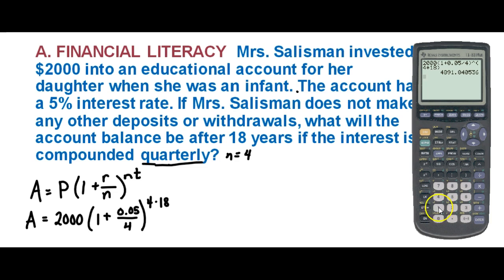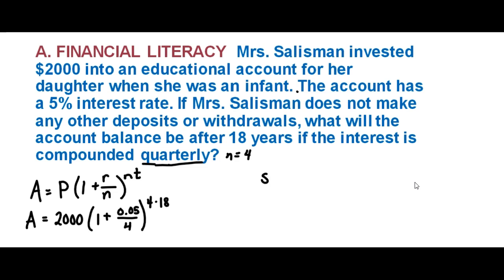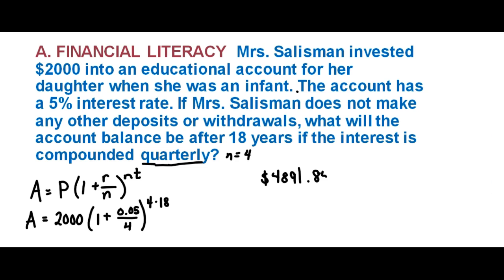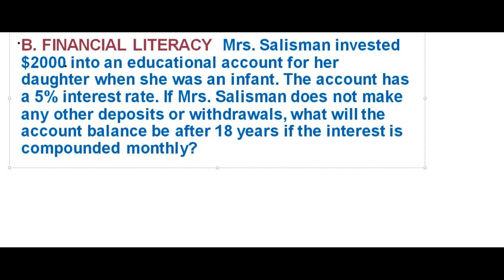So what we get out is $4,891 and about 84 cents. So that's how much money, not that she would gain, but how much money she would have actually in the bank account after 18 years.